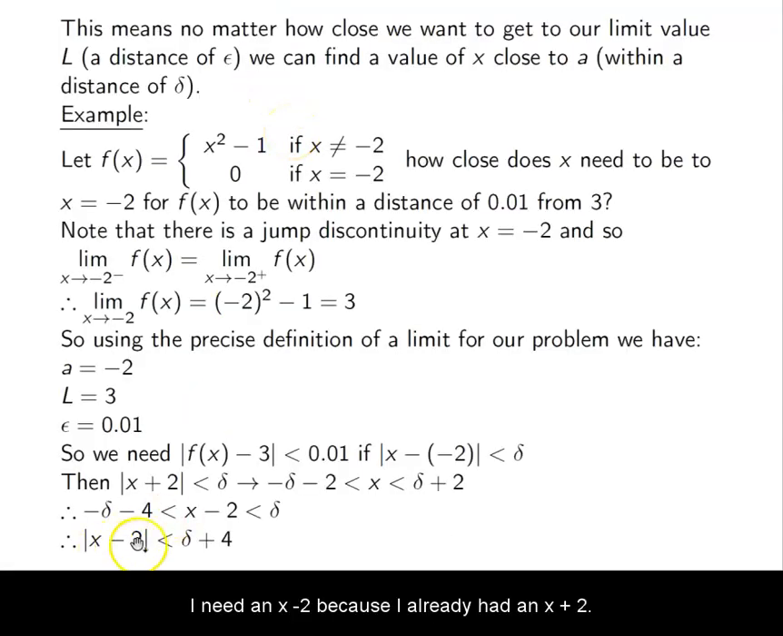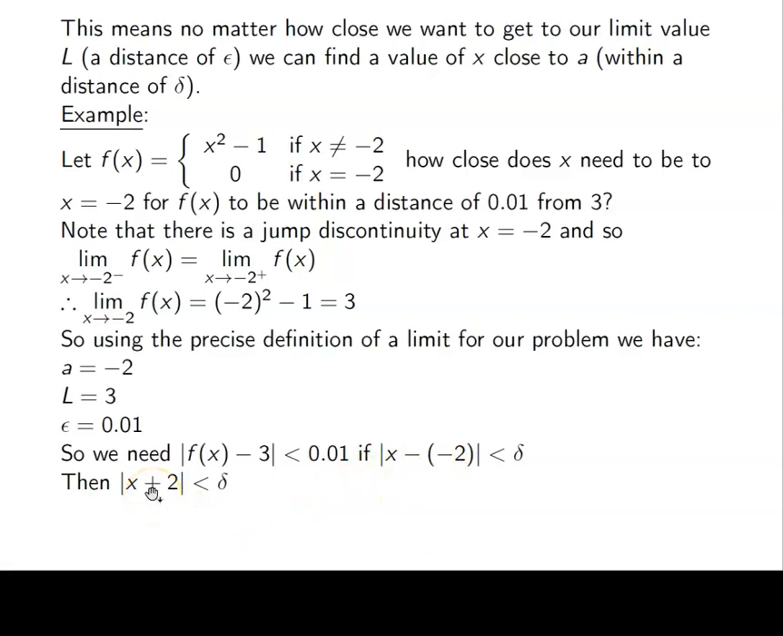All right. So I have my function, x squared minus 1, minus 3. So the function minus the limit. If I simplify this, I get x squared minus 4. So now do you see why I needed an x plus 2? I needed an x minus 2 because I already had an x plus 2.